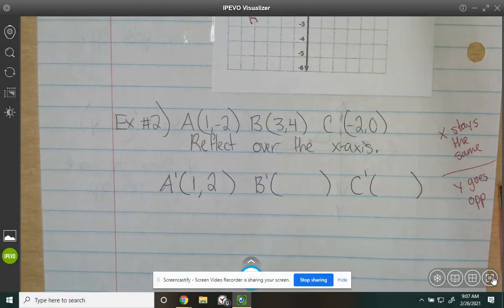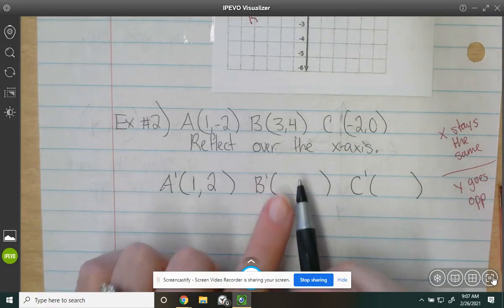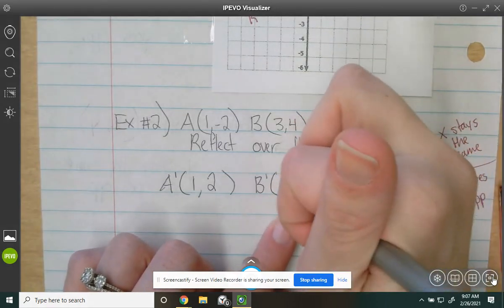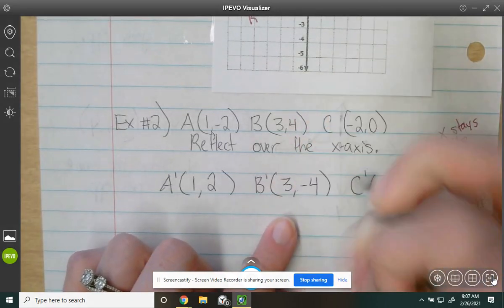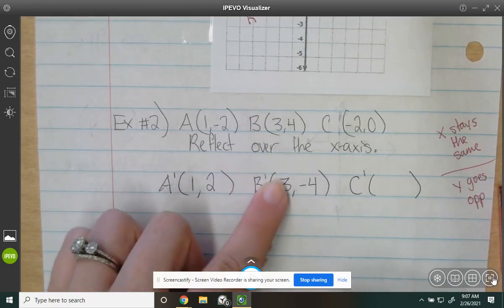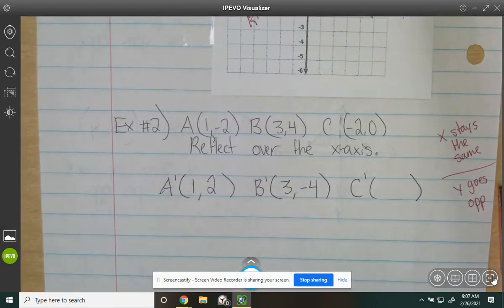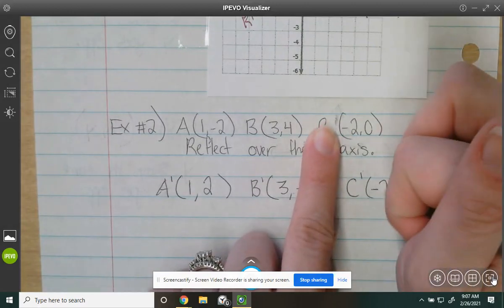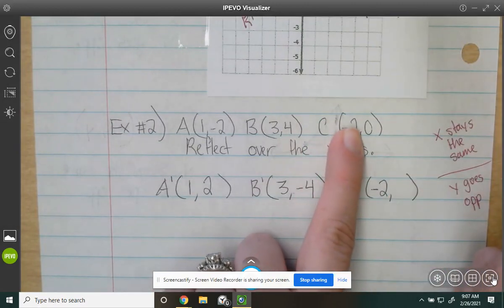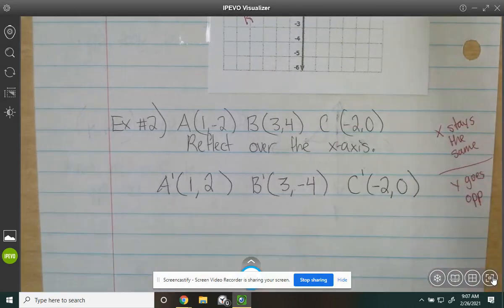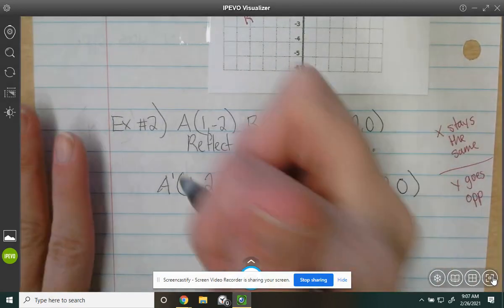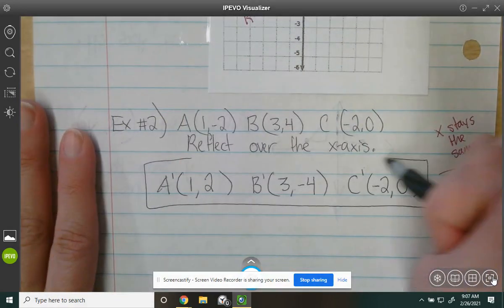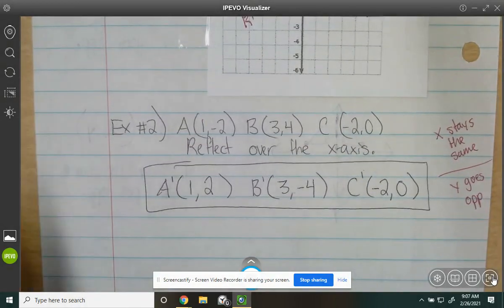Okay, pause this. See if you can do B. Okay, here's the answer for B. 3, negative 4. That one stayed the same. This one goes opposite. And then C, that one stays the same, so it's still going to be negative 2. There's no such thing as a negative 0, so really C just stays the same all the way through. And that's our answer. And that is it for reflections.